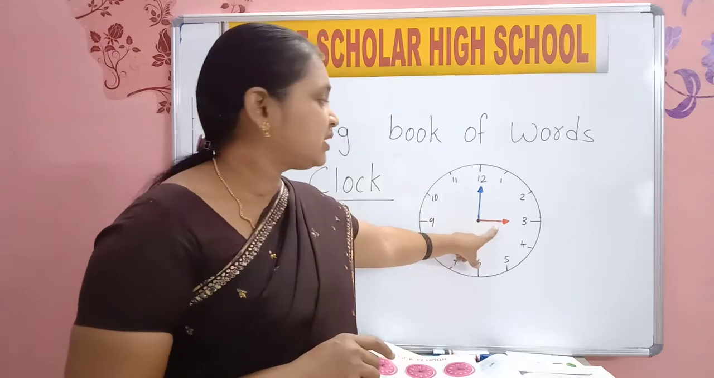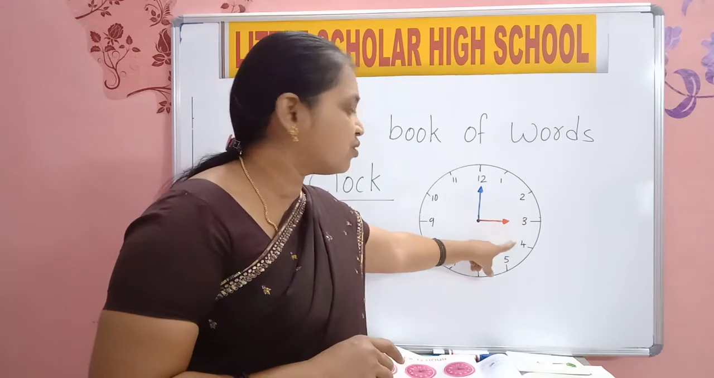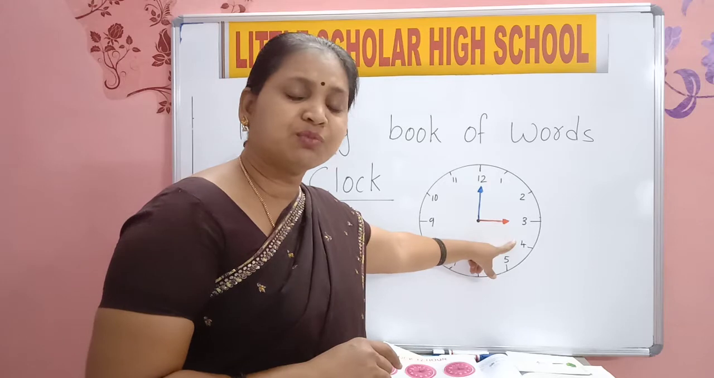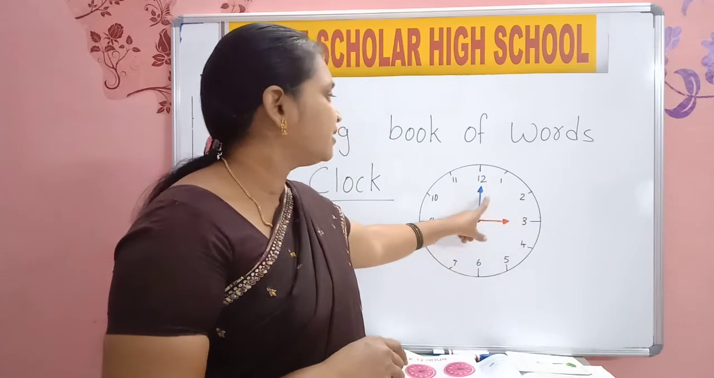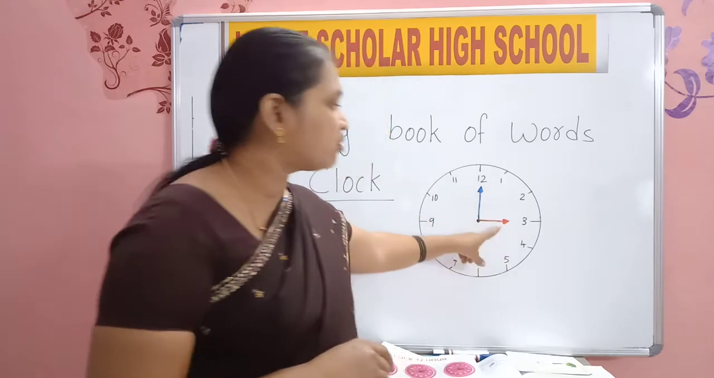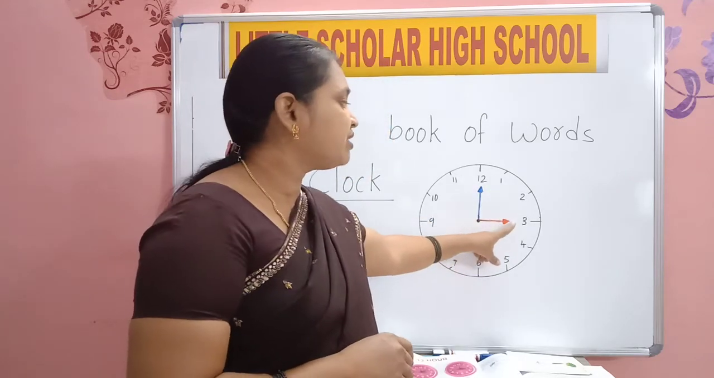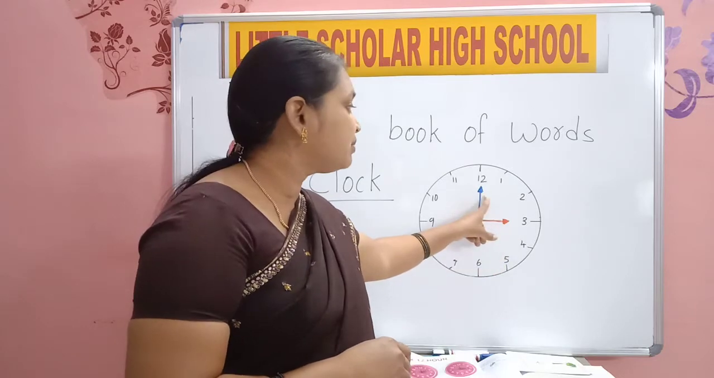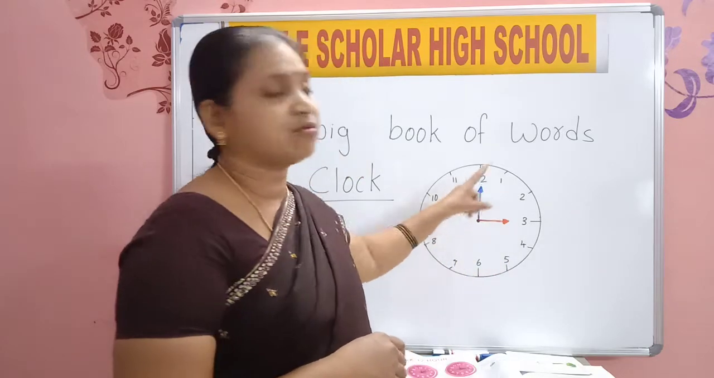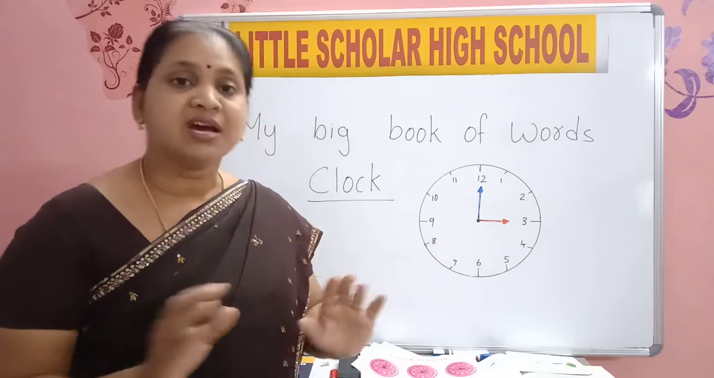The hour hand will move from 3 to 4. Yes, it will move very slowly, from 3 to 4 only. When the hour hand is moving from 3 to 4, just one number, this minute hand will complete one full round.